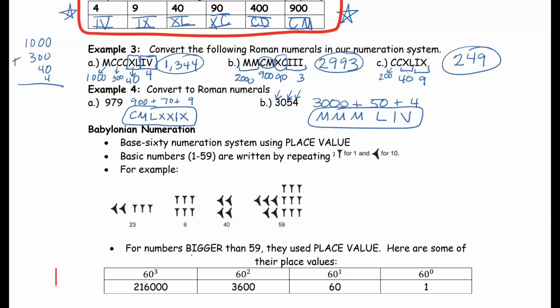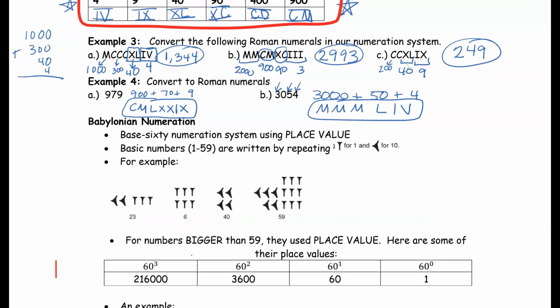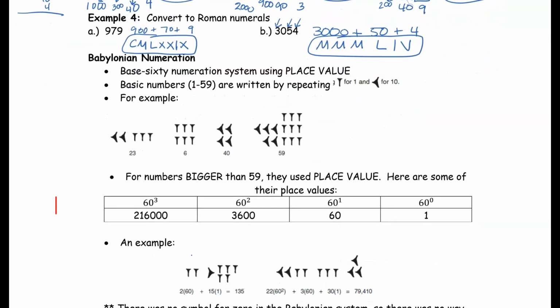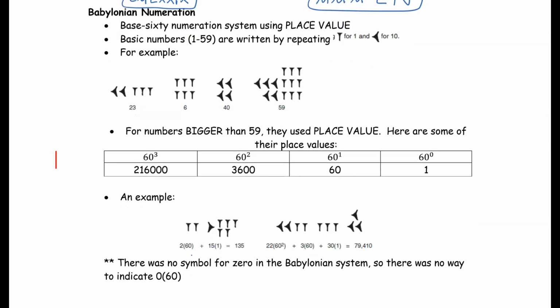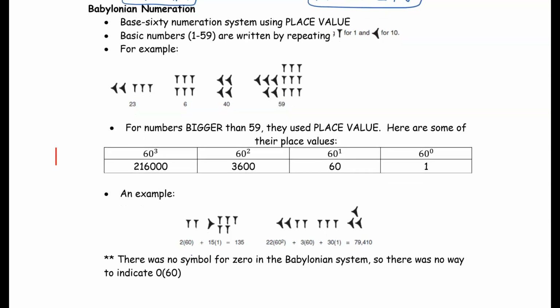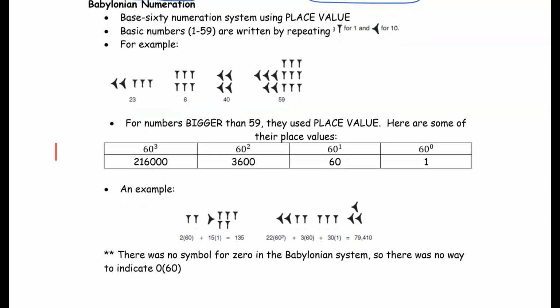Okay, so the Babylonian numeration system, let's jump into that one. So this is one I'm just going to briefly talk about and not get in too deep. You're not going to have to do this on a test or anything. I just think this one is interesting. So the Babylonian system is base 60.